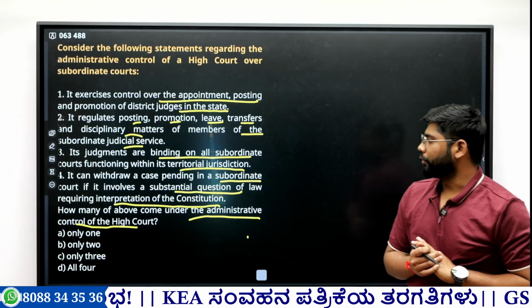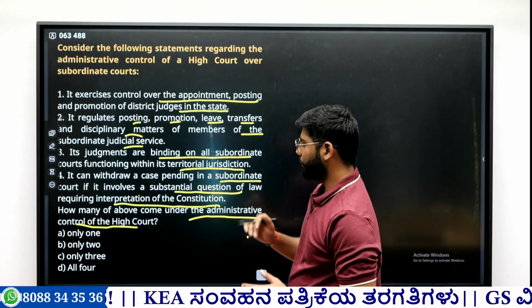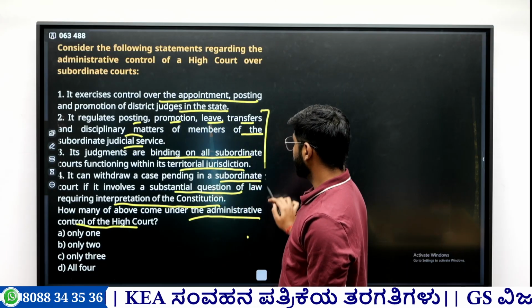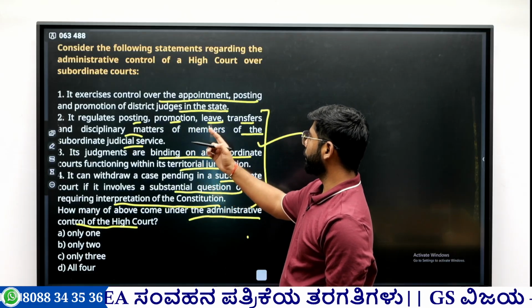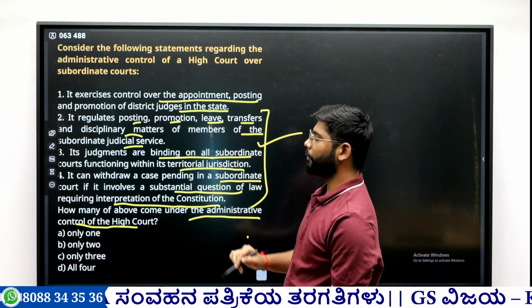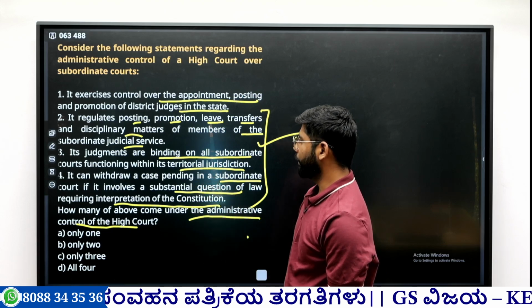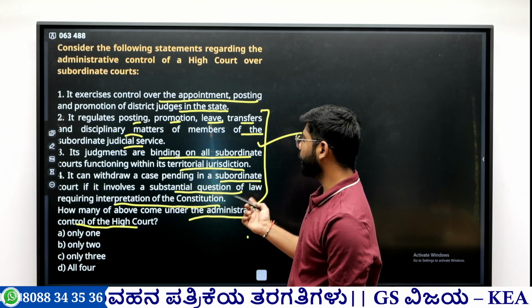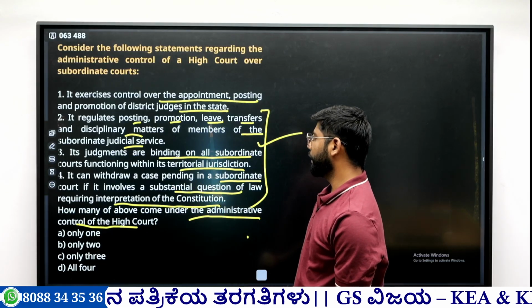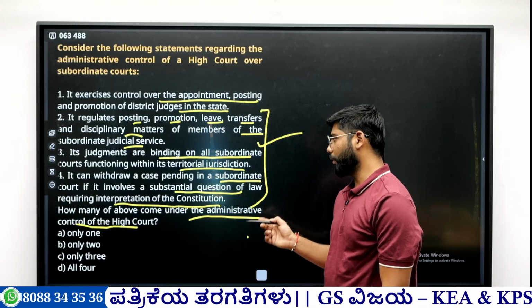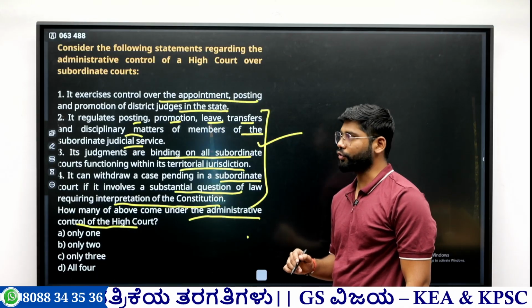Okay, so the administrative control of the High Court goes with these three conditions: regulating posting, promotion, leave, transfer, or disciplinary matter of members of judicial service. Then judgment that is binding on all subordinate courts. Then withdrawing cases pending in subordinate courts, okay, if it involves a substantial question of law or interpretation of constitution.